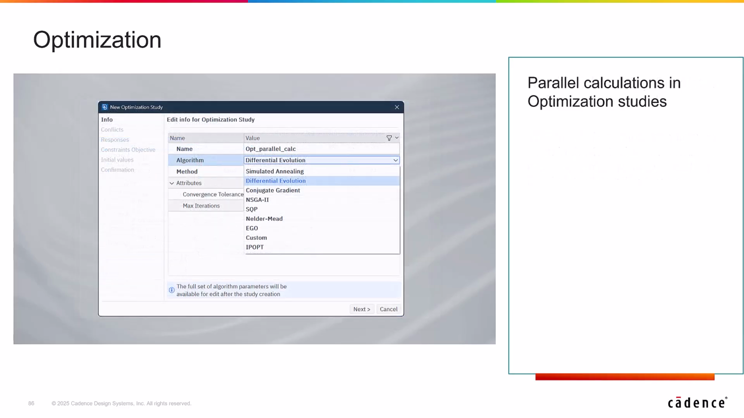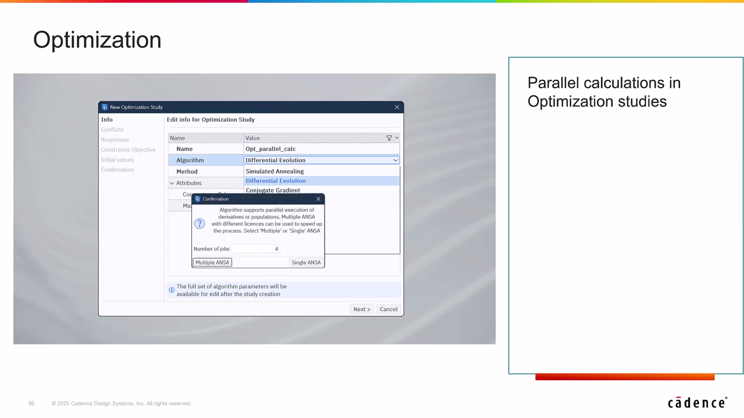Parallel calculations of experiments are now possible for direct optimization studies. Parallel calculations are supported for evolutionary optimization algorithms, differential evolution and NSGA2, that generate populations of experiments, and gradient-based algorithms, CG and SQP, for the estimation of the gradients.